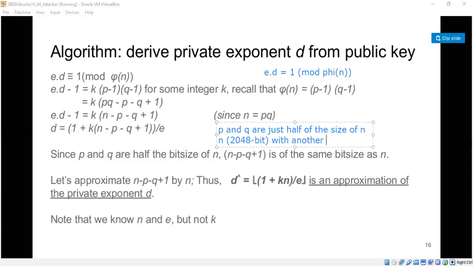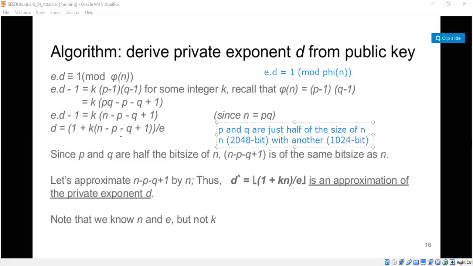When you add two 1024-bit numbers, there may be a carry bit, so it may be at most 1025 bits, but that doesn't matter. What is the point of this? If you subtract a 1024-bit number from a 2048-bit number, the subtraction doesn't change the size. So as a result you get another number which is still a 2048-bit number only. So the factor n minus p minus q plus 1, times some k, is usually about 2048 bits.